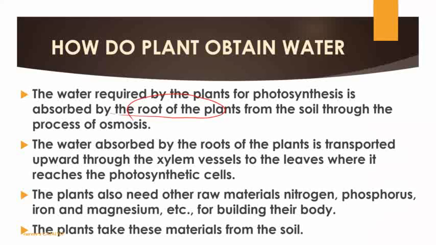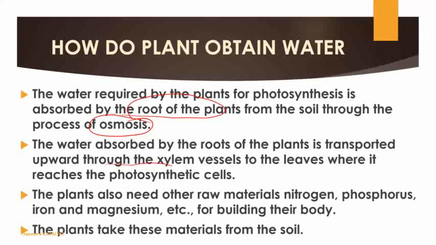The root of the plant is present in soil, and it absorbs water by the process of osmosis. Osmosis is basically a process of exchange of water, as we already know. So this process of osmosis is used by the roots of the plant to take water from the soil into the plant body. The water absorbed by the roots of the plant is transported upward.